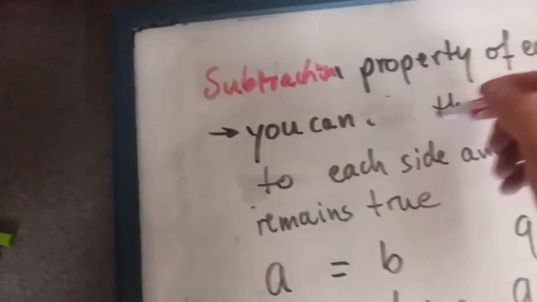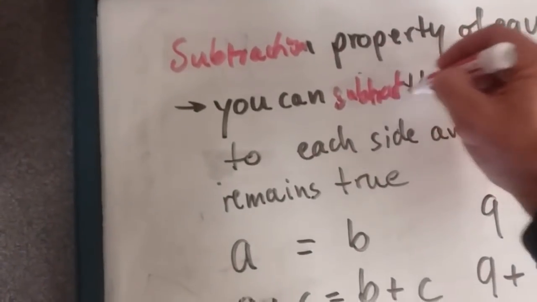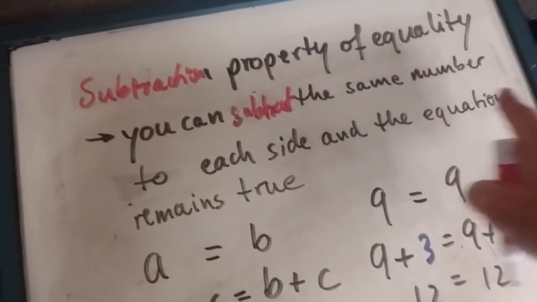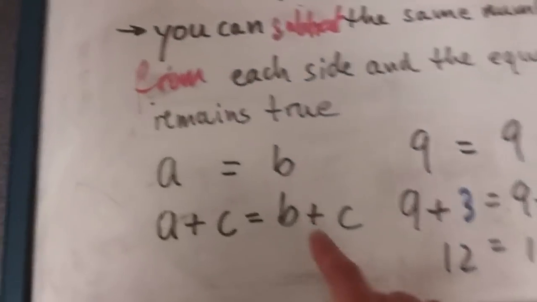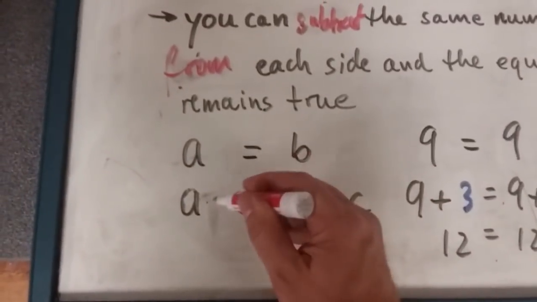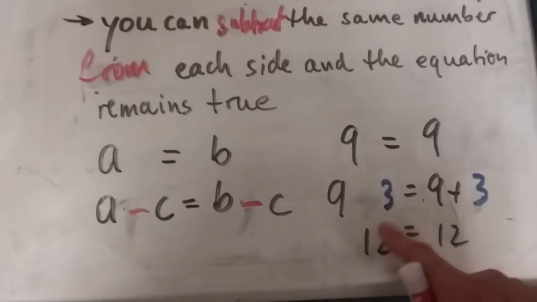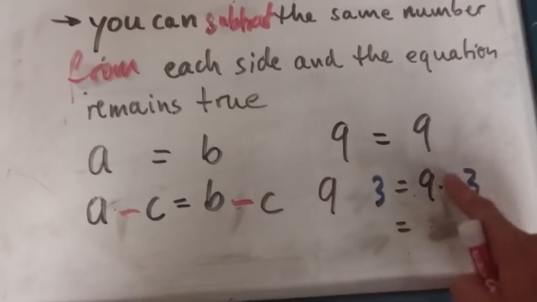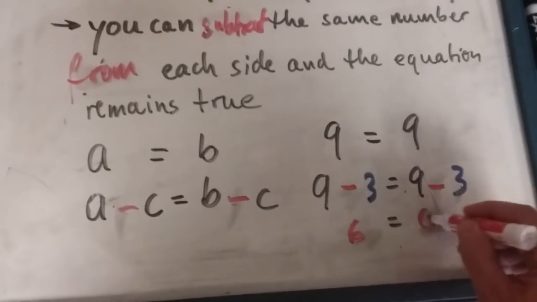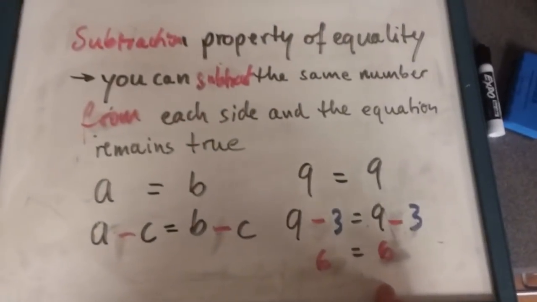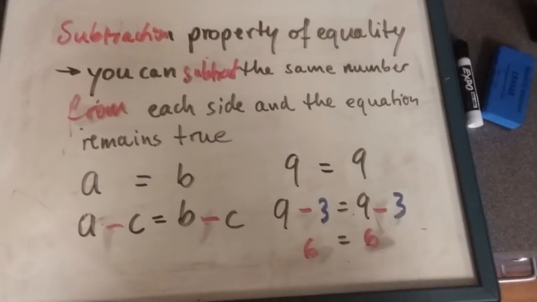You can subtract the same number from each side. So, A minus C, B minus C. So if we have 9 minus 3, for example, 9 minus 3 would be 6. 9 minus 3 is also 6. So they're still equal. There you go, subtraction property of equality.